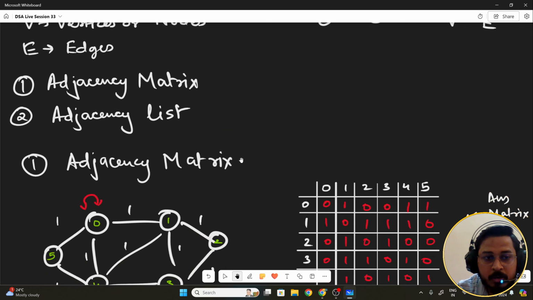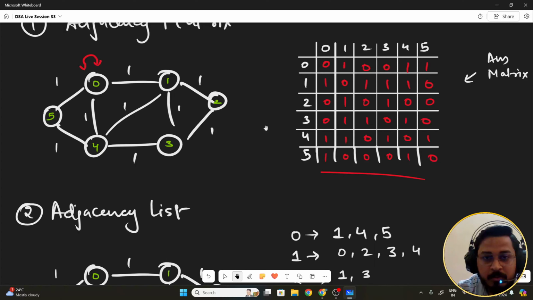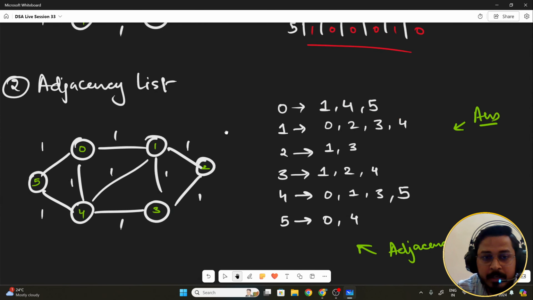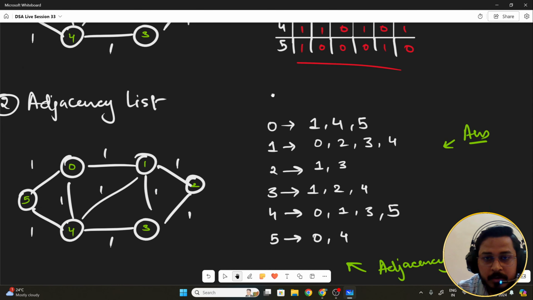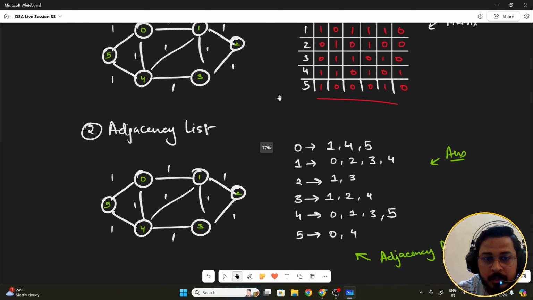And then we have understood about adjacency matrix. This is the first way of representing the graph. And then comes your adjacency list. This is the second way of representing the graph. Okay, guys, I hope that this is very much clear to all of you.